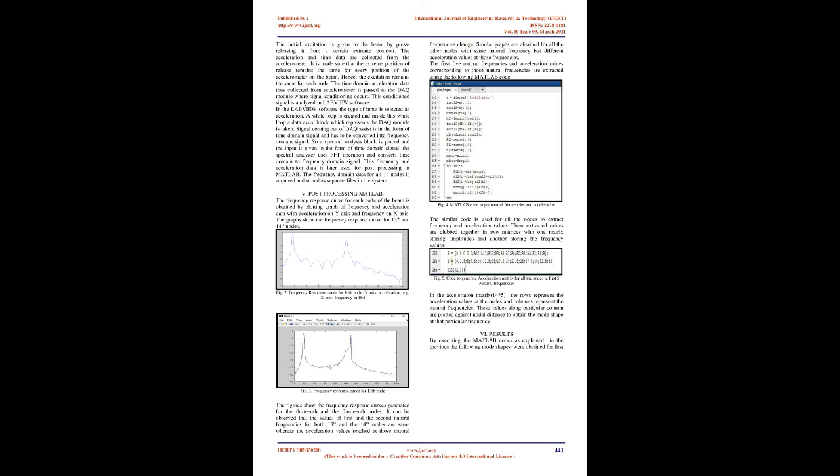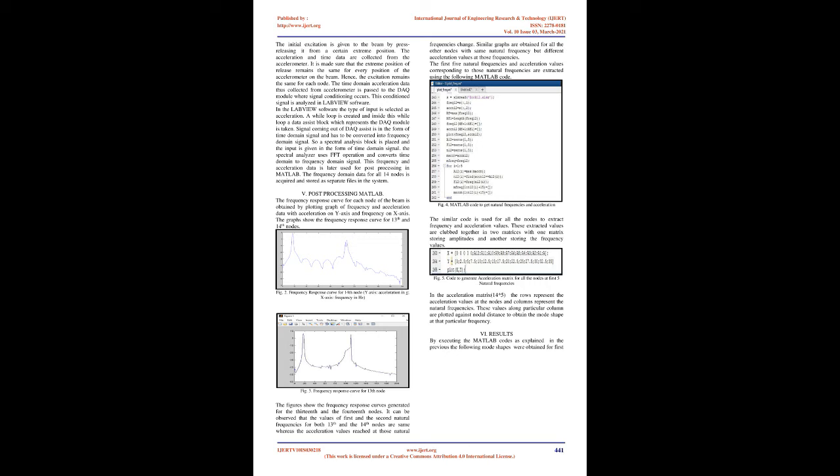The accelerometer is connected to the NI 9234 DAQ module, which is in turn connected to the NI 9178 DAQ chassis. The system is powered through the DAQ chassis. The DAQ chassis is interfaced with the computer system which has LabVIEW software.